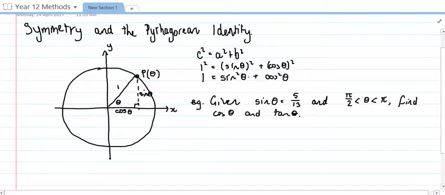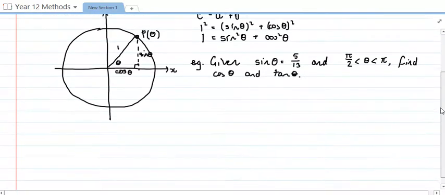Okay, now this here is the Pythagorean identity. It's a good one to remember, and you can see it's very similar to Pythagoras' theorem.